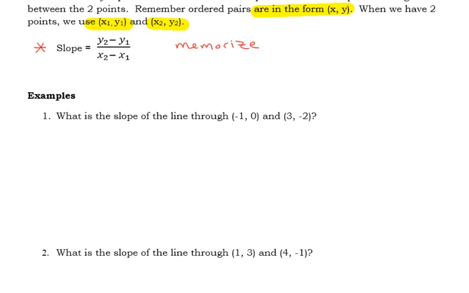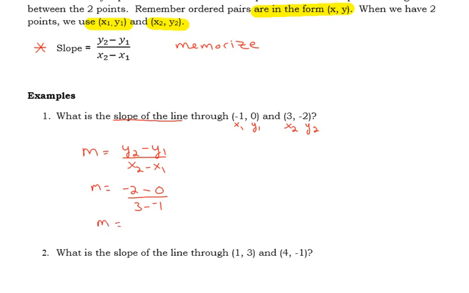Okay, let's take a look at the first example. What's the slope of the line going through the points -1, 0, and 3, -2? Remember, the first x is x1, the first y is y1, the second x is x2, the second y is y2. When we want to find the slope of a line, when we're given 2 points, we're going to use the slope formula y2 minus y1 over x2 minus x1. Now, we simply substitute the values into the slope formula. So our second y is -2 minus the first y, which is 0, over the second x, which is 3, minus the first x, which is a -1.